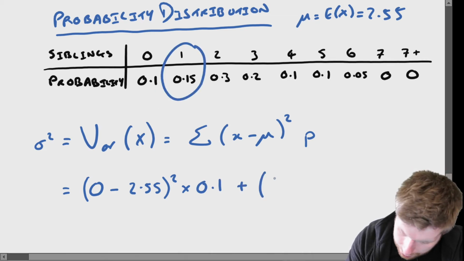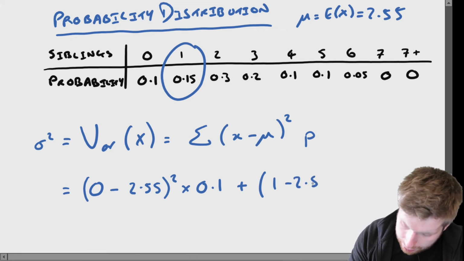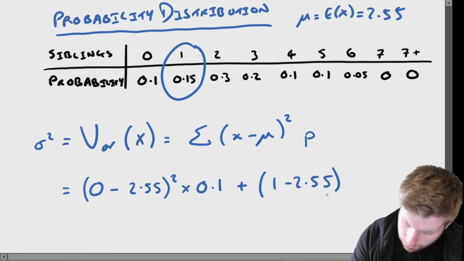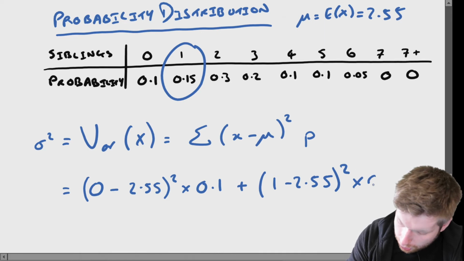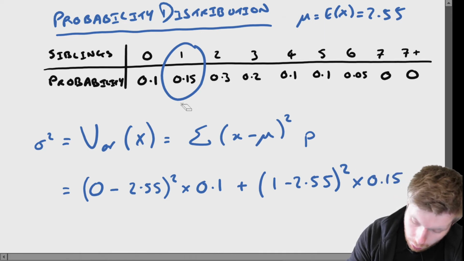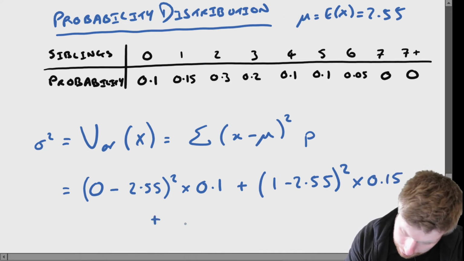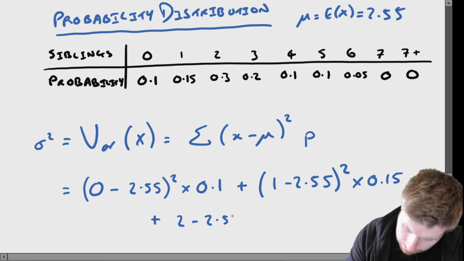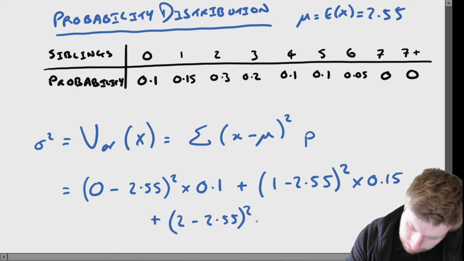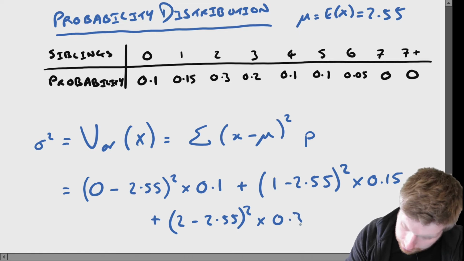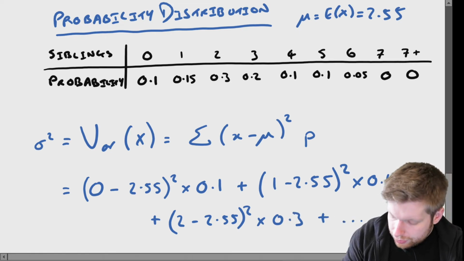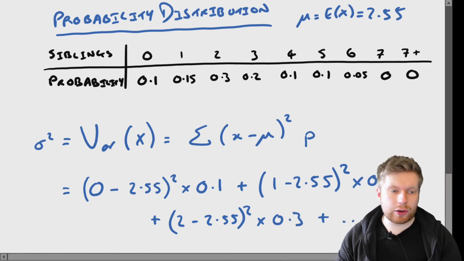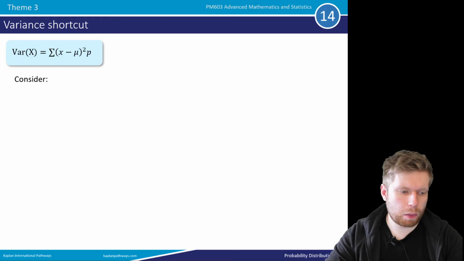So the next outcome is 1. Going to take away the expectation, which is 2.55, square it, and then times it by 0.15, and so on and so on. So the next one is going to be 2, take away 2.55, square it, and then times it by the associated probability, which is 0.3, and so on and so on and so on. Stick all of that in your calculator and see what you get.